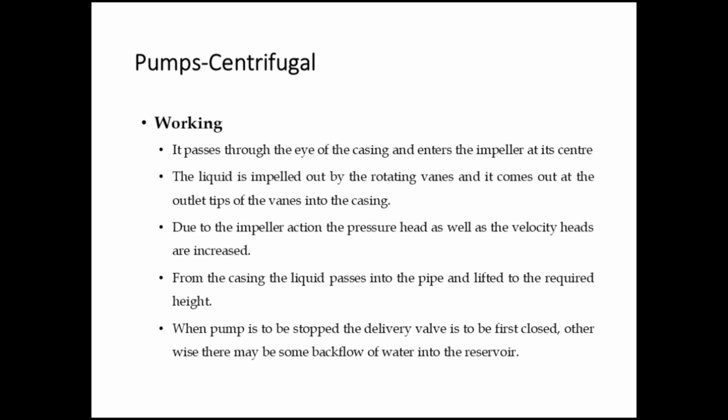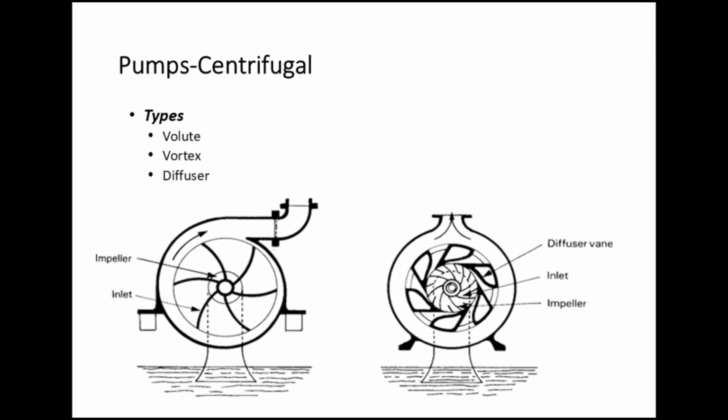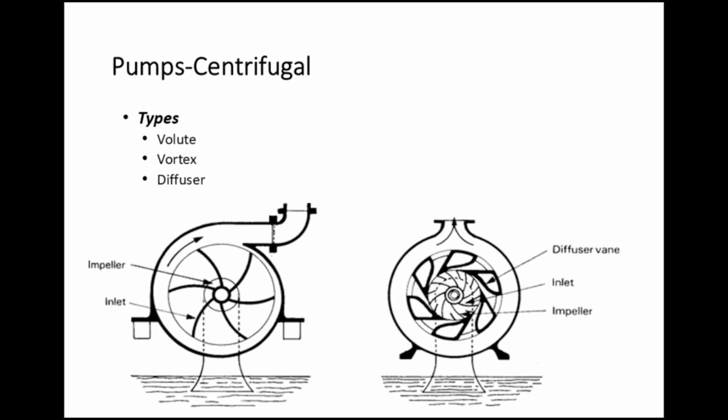When the pump is to be stopped, the delivery valve is to be closed first. Otherwise, there may be some backflow of water into the reservoir. Centrifugal pump types: volute, vortex, diffuser. This page also shows the volute centrifugal pump diagram and the turbine centrifugal pump diagram.